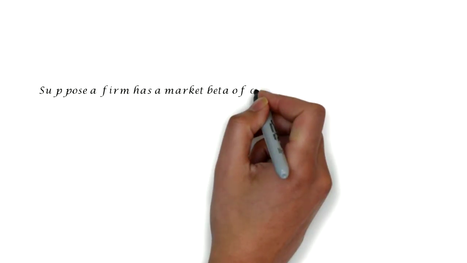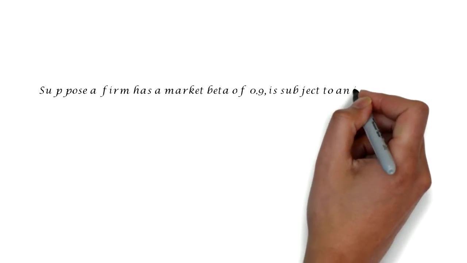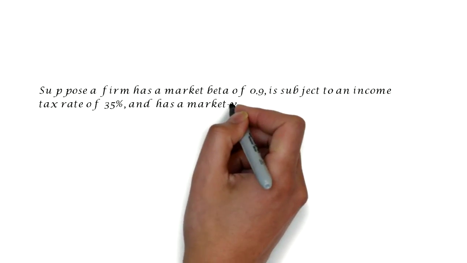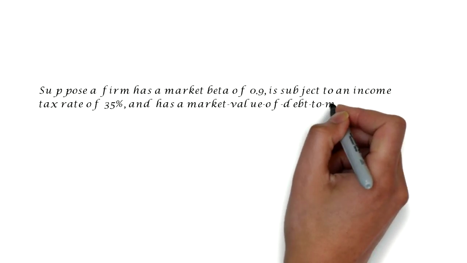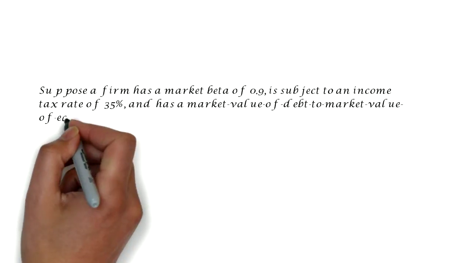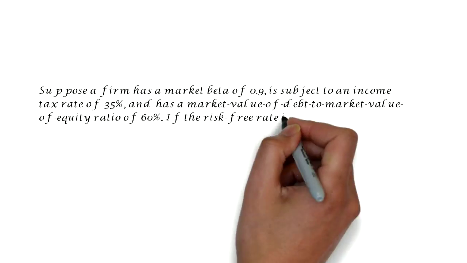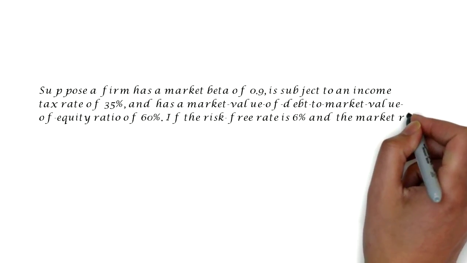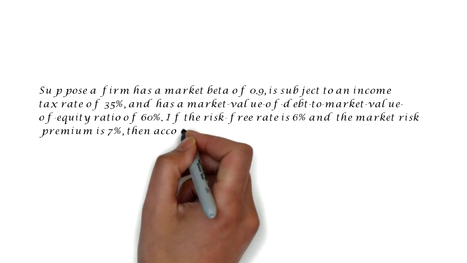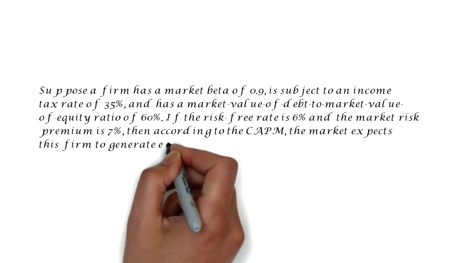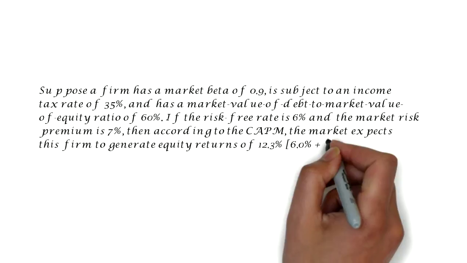Suppose a firm has a market beta of 0.9, is subject to an income tax rate of 35%, and has a market value of debt to market value of equity ratio of 60%. If the risk-free rate is 6% and the market risk premium is 7%, then according to the CAPM, the market expects this firm to generate equity returns of 12.3%, which is calculated as 6% plus 0.9 times 7%.